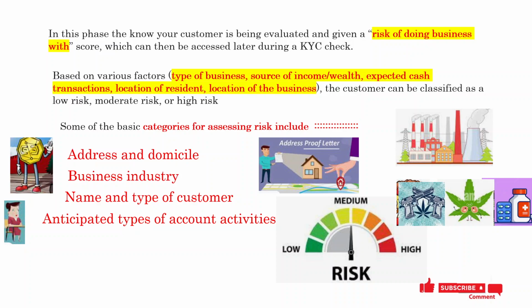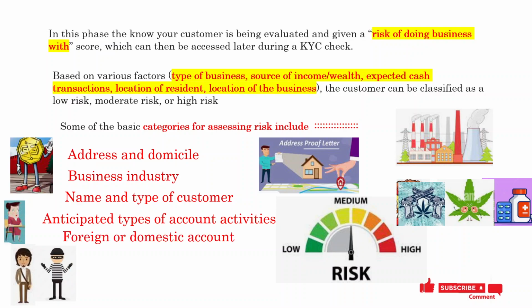Anticipated type of account activities. Suppose the person is saying that he is a student or a very normal individual, so the type of transaction in his account would be according to that. Even though he is earning something, he should have normal salary transactions, but if certain wire transfers or a huge amount of money got deposited in his account, like more than $10,000, it might indicate toward high risk.